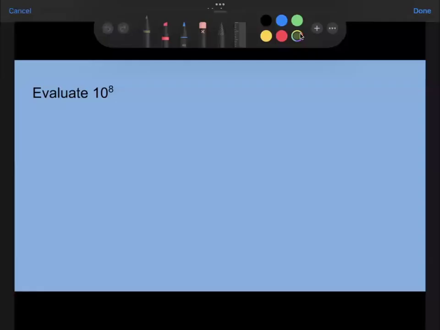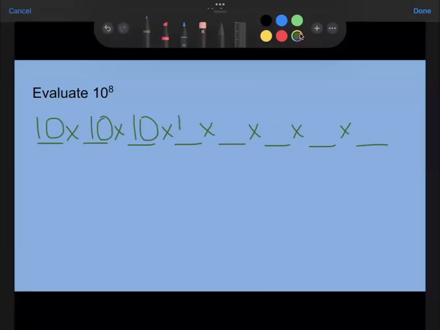Okay, here's our last one for today's video. We're going to evaluate the power of 10, 10 to the 8th power. So again, I could use the exponential number to tell me how many numbers I'm multiplying. 1, 2, 3, 4, 5, 6, 7, 8. Put symbols in between all of those. And then the base number tells me what number I'm multiplying. So I could put 10, 10, 10, another 10, tens in all the blanks.